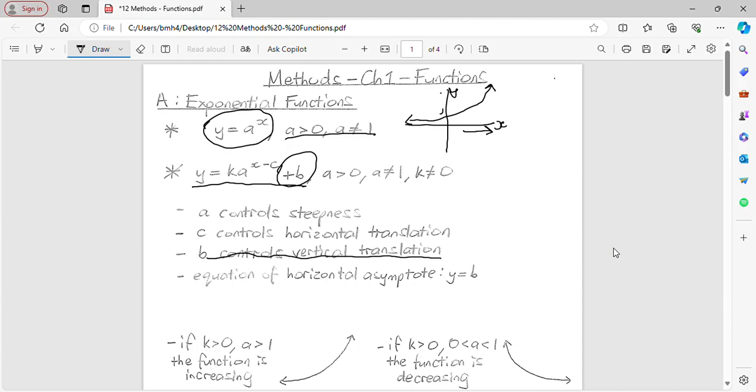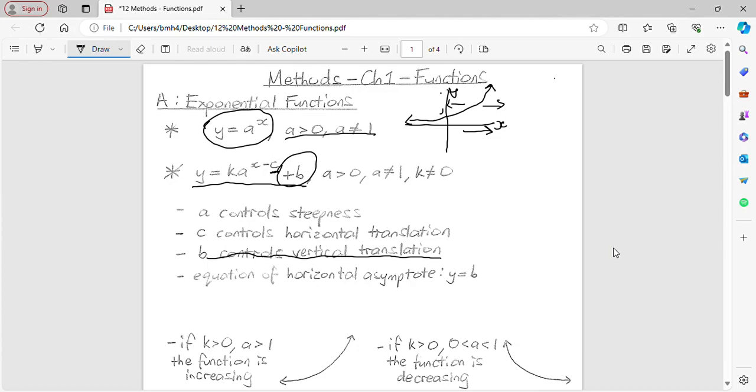C controls horizontal translation. So when we change this value of c, it's a similar principle. The graph will either move left or right. So that's what c does. Obviously, if b and c are certain numbers, this graph will be translated both vertically and horizontally. So c controls horizontal translation.